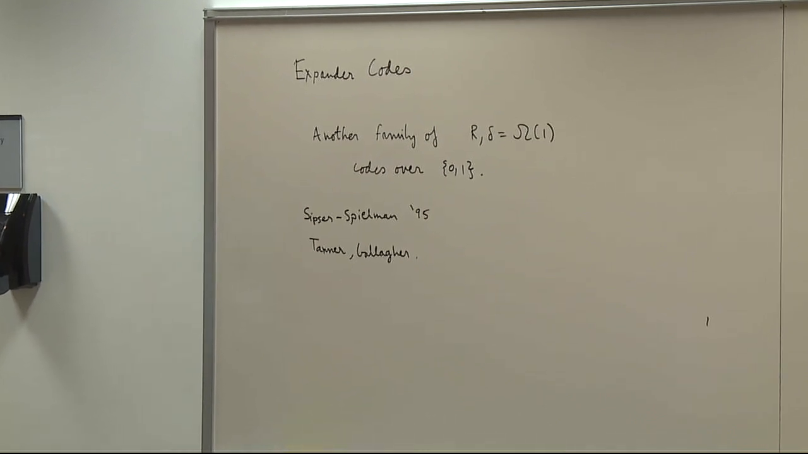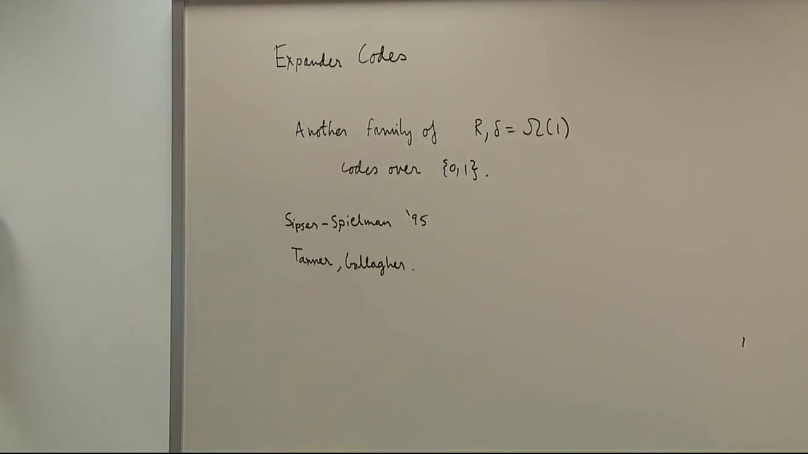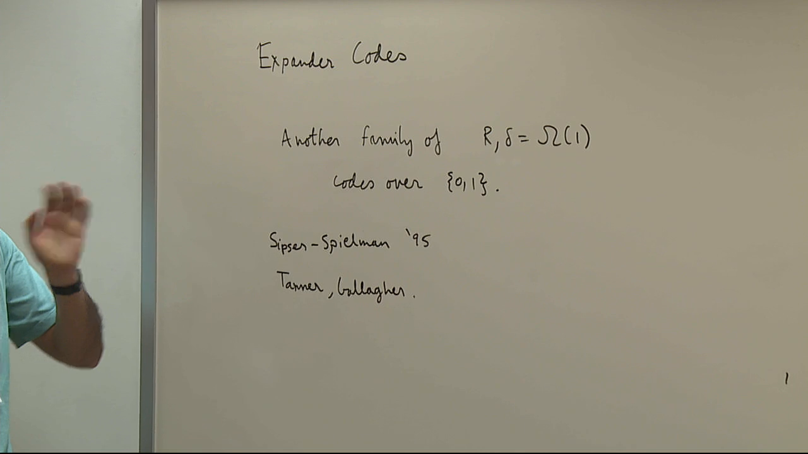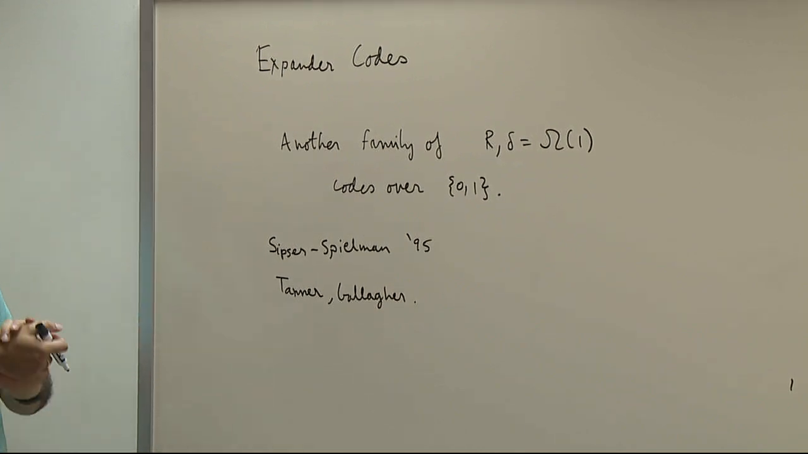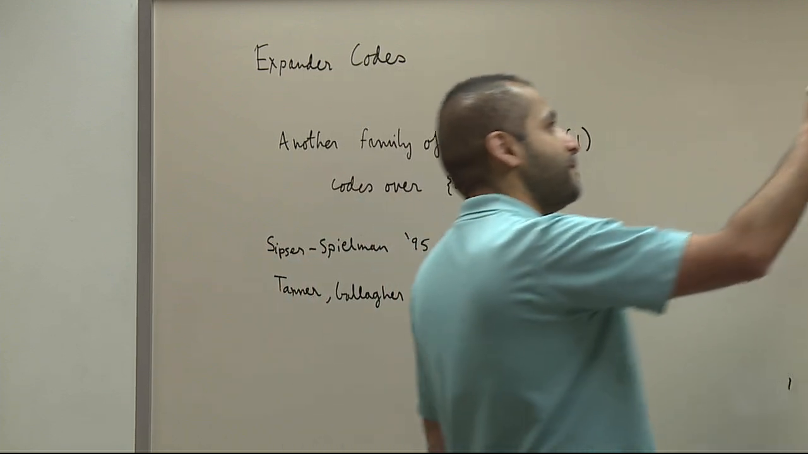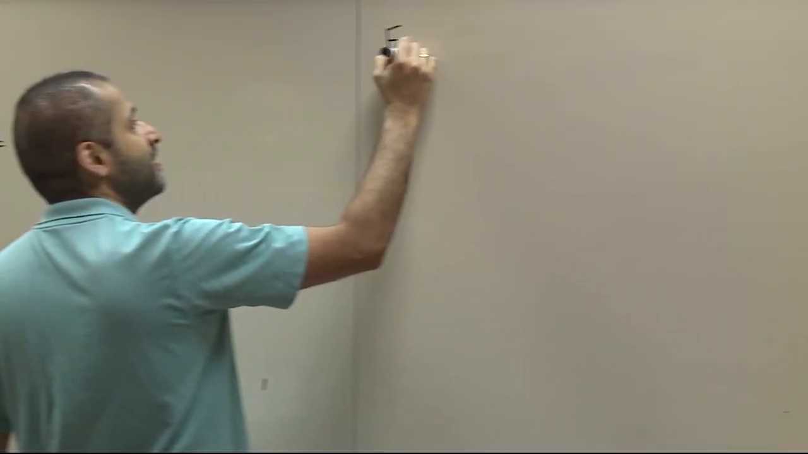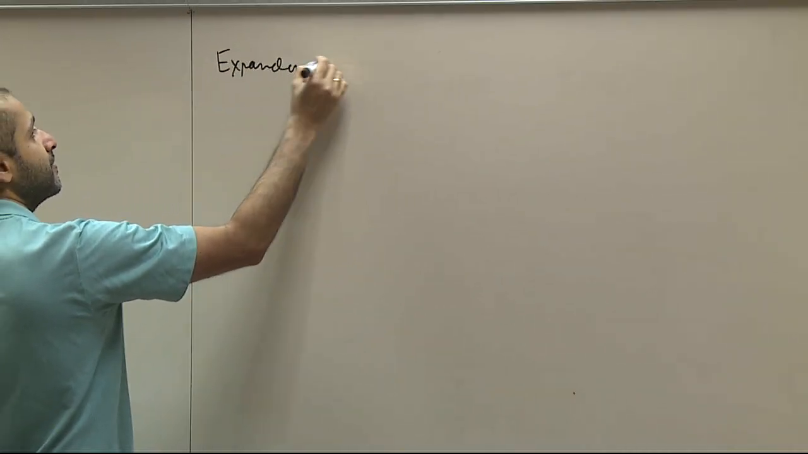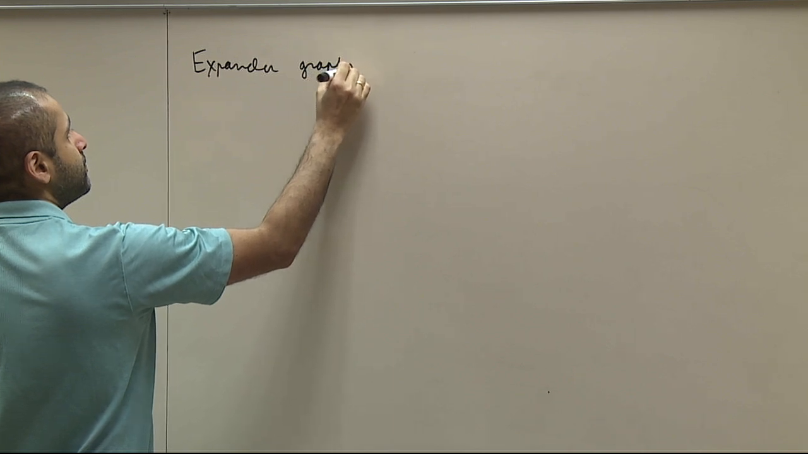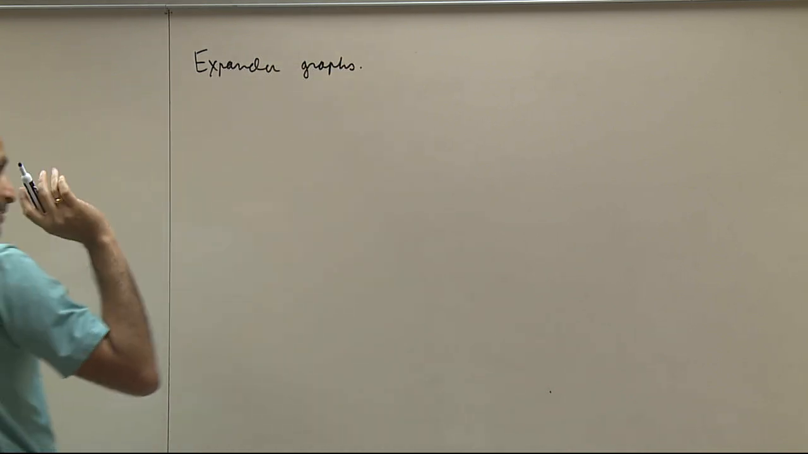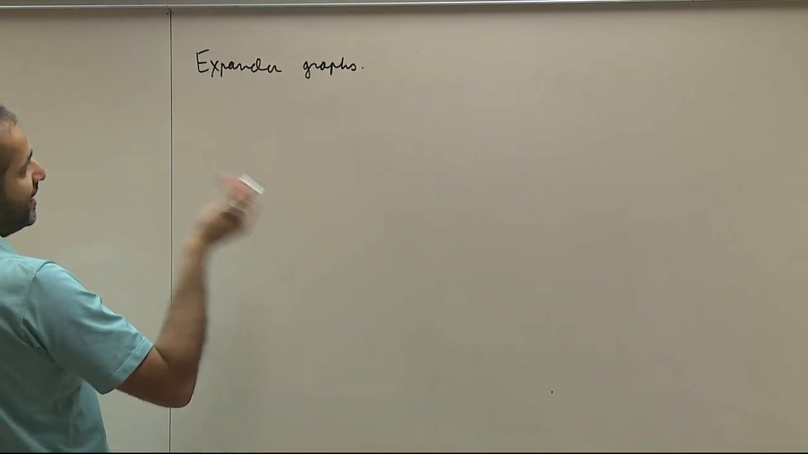Okay, good. So these are codes which are going to be based on expander graphs. All the reasoning about them will be totally combinatorial. There's not going to be any algebra. So I need to say what expander graphs are. Okay, so I will look at a specific kind of expander graph.